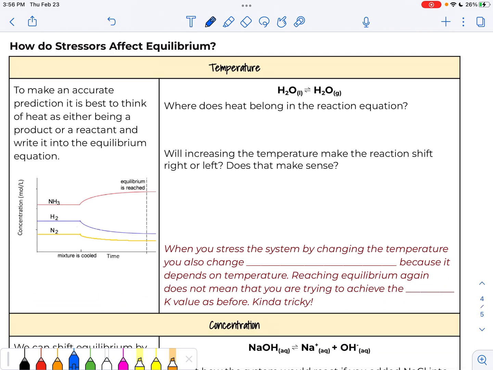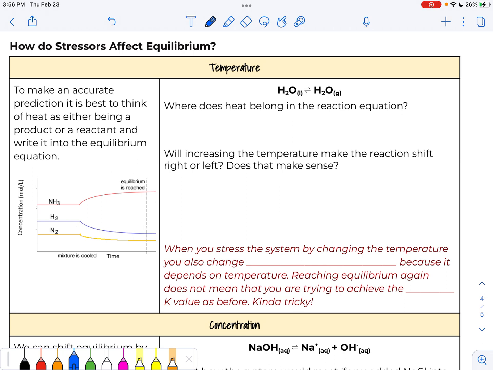So how do different stressors affect equilibrium? There's a few things that can be classified as stressors on an equilibrium system, and we're going to talk about each of them. First, we're going to talk about temperature. To make an accurate prediction about directions of shifts in an equilibrium system based on changing temperature, it's best to think of heat as being a product or reactant and write it into your equilibrium equation.